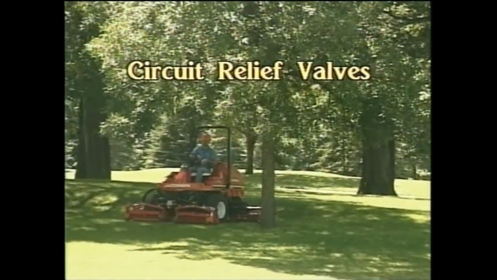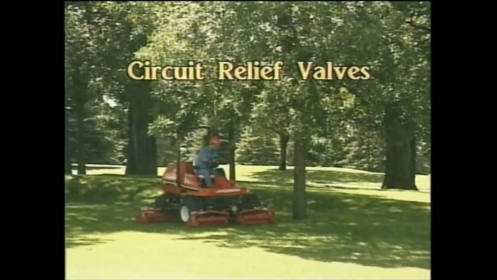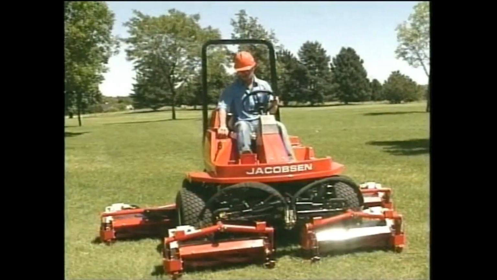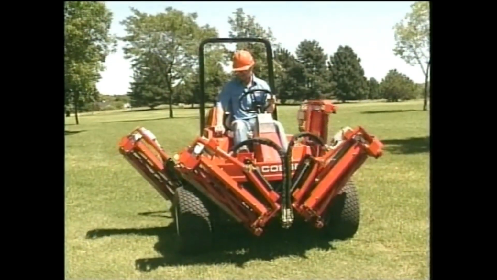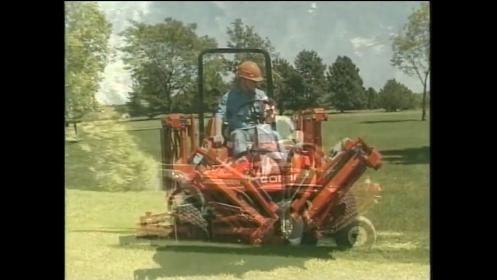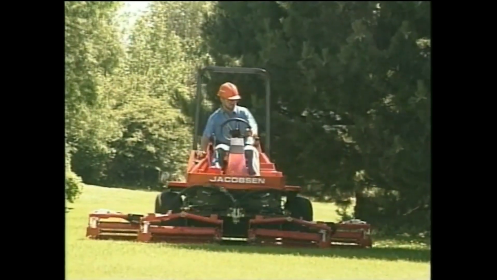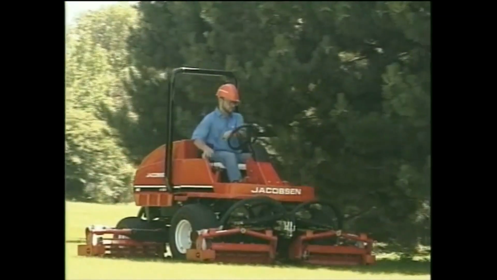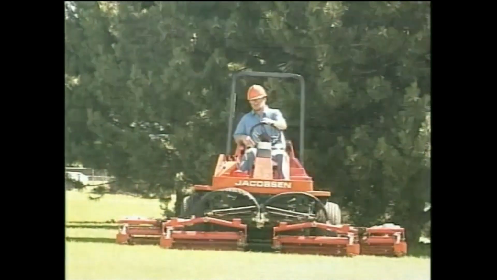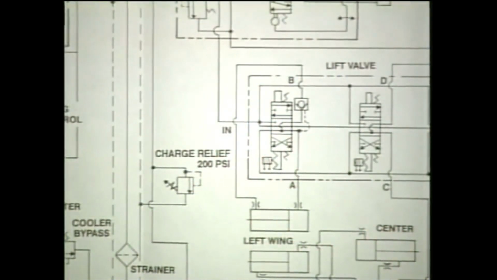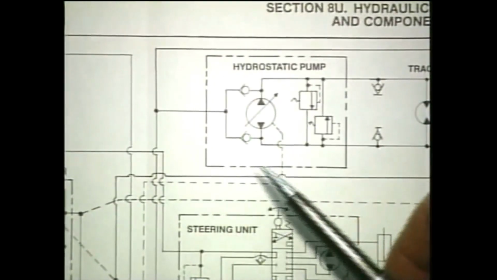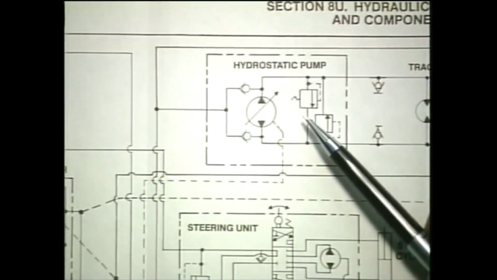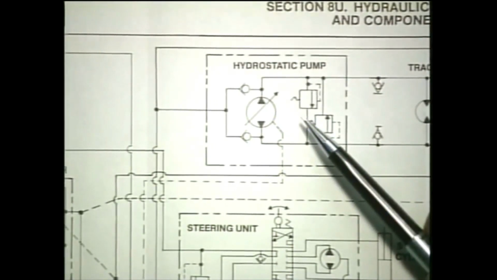Some circuit relief valves run at a constant maximum pressure. For example, this Jacobson hydraulically sophisticated turf mower. It has a hydrostatic transmission, hydraulic steering, hydraulic cylinders, and hydraulic motors to power the cutting reels. This machine uses a charge pump to maintain a 200 psi inlet pressure to the hydrostatic drive pump when the engine is running at full governed RPM.